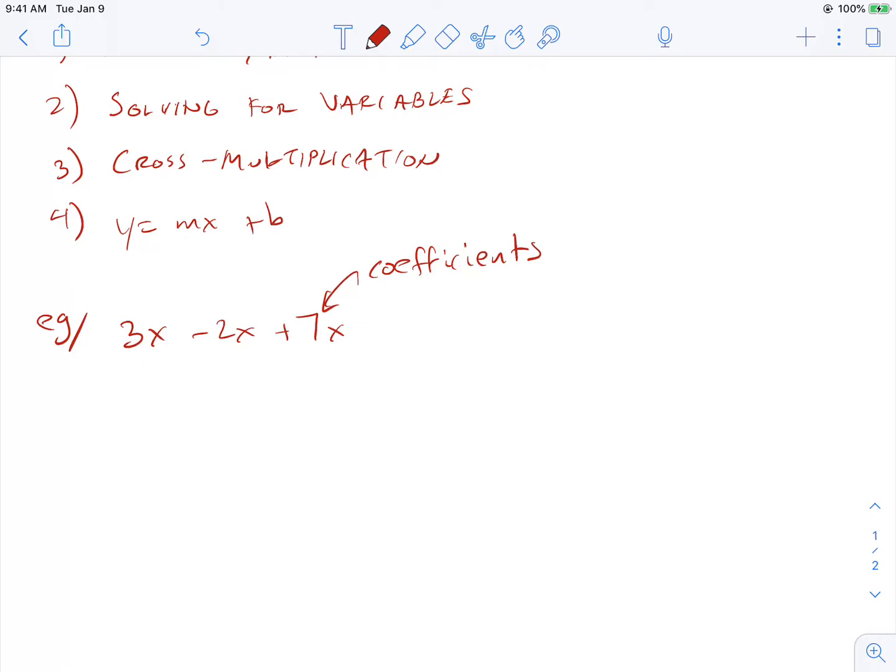So what we do when we are collecting our like terms is we are only concerned with the numbers in front. So here, the number in front is 3. Here, the number in front is negative 2. You always look at that sign in front. And here, the number is positive 7.